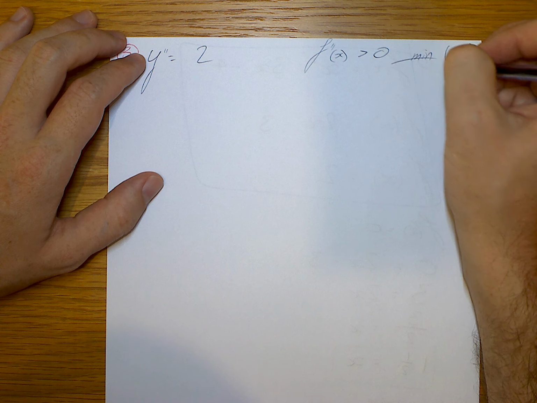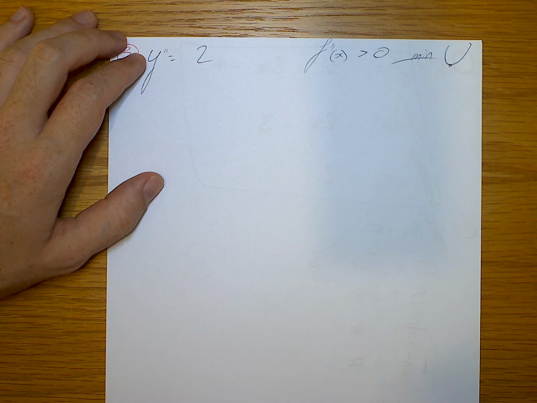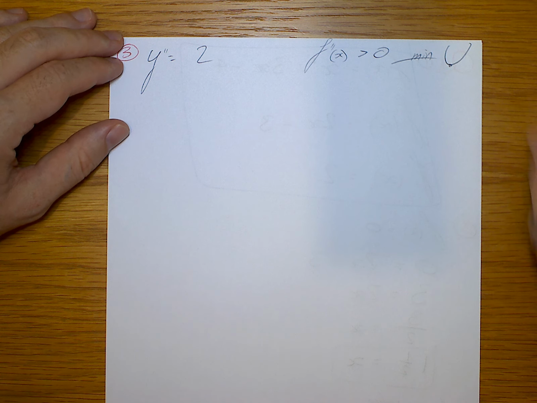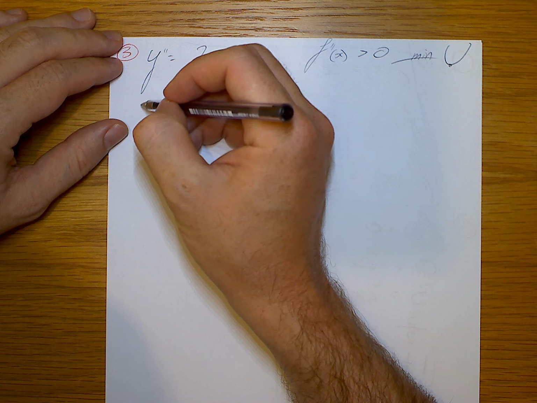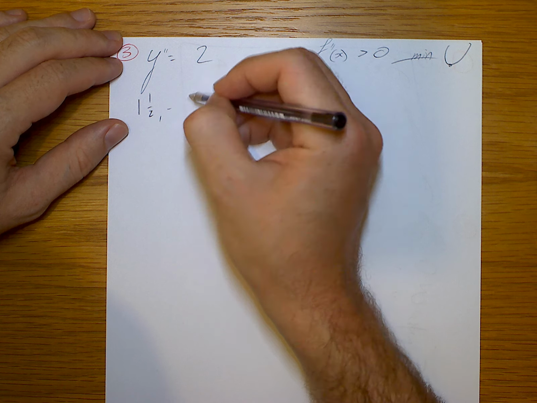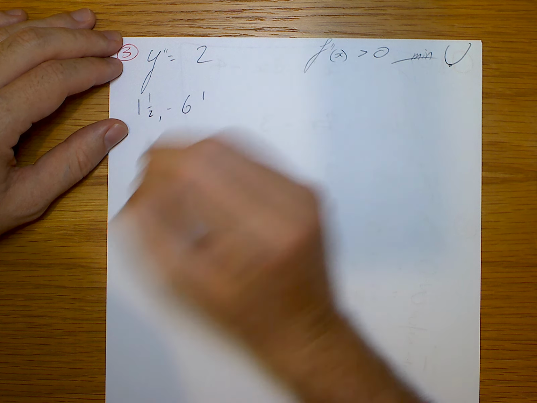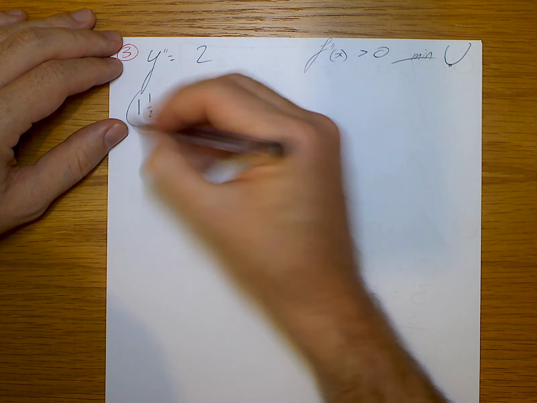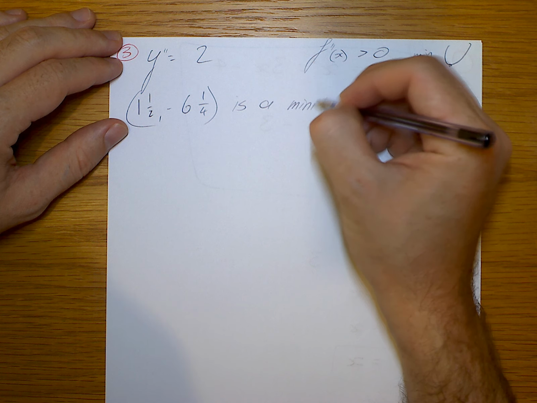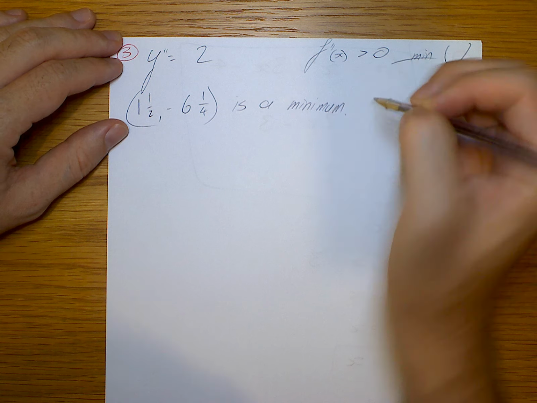Okay, it's going to be concave up. There's our stationary point. Well, it's going to be a minimum then. So the nature of this point is going to be, we'll say that as 1 and 1/2, minus 6 and 1/4, is a minimum. Cool.